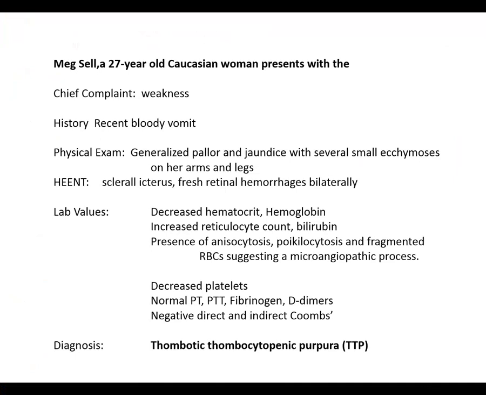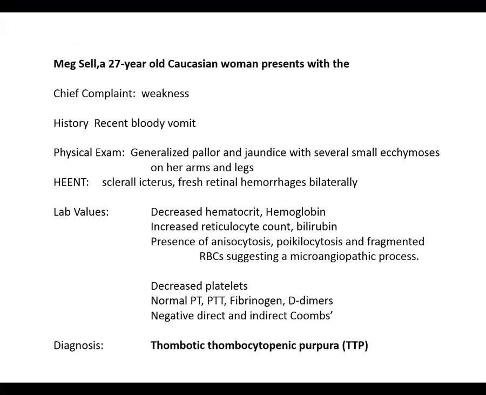The physical exam and laboratory data revealed jaundice based on an elevated serum bilirubin and yellowed eyes. This data revealed decreased hematocrit and hemoglobin, consistent with anemia. Blood smears suggested a microangiopathic process based on the presence of anisocytosis, poikilocytosis, and fragmented red blood cells. Coagulation studies showed that platelet levels are decreased.